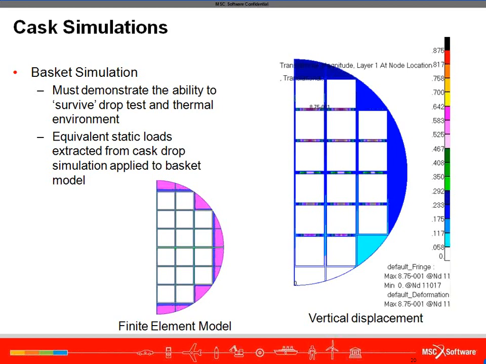The smaller of the two images is the basic finite element model, while the right image here shows the deformation as the basket is subjected to the high G loading of the drop event. So for the baskets, it is imperative to know the levels of these deformations and the potential yielding of the material. We want to make sure that the fuel rods don't get pinched or trapped in there, as we may still need to extract these at some point in the future.